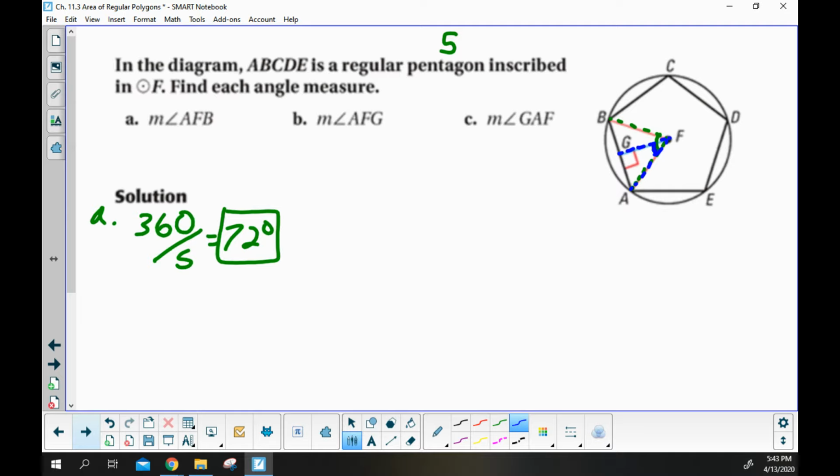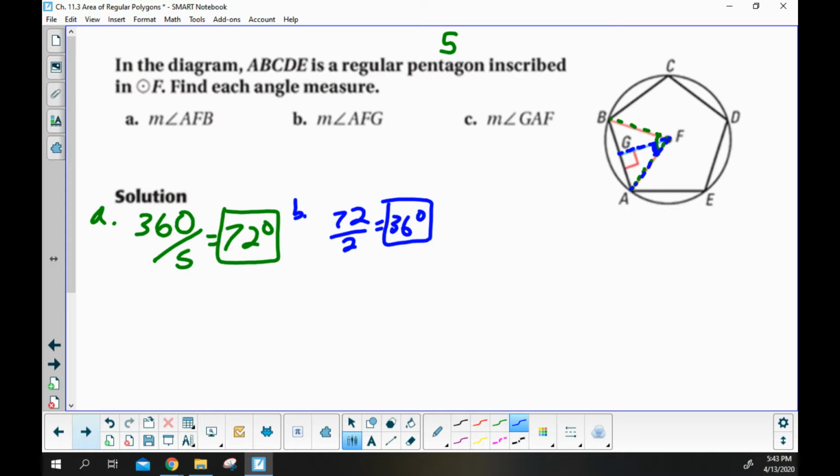So it's asking for basically when we drop the apothem, because that's what FG is, what is the angle that's created there? Well, basically it's half of my central angle. So I'm just going to take 72 and divide it by 2, and that's going to give me 36. Now that's going to be important because that helps us with the right triangles there.